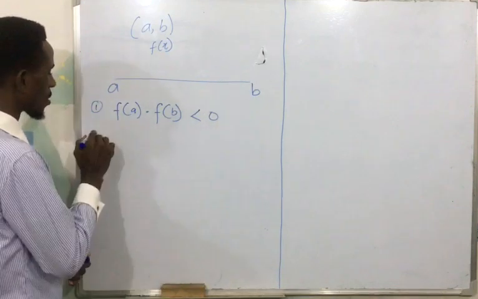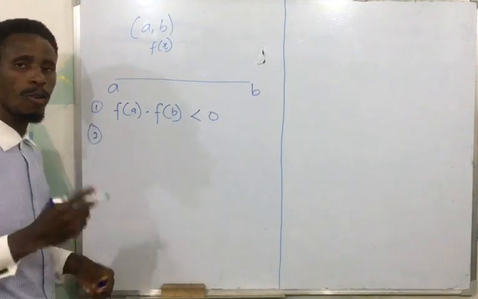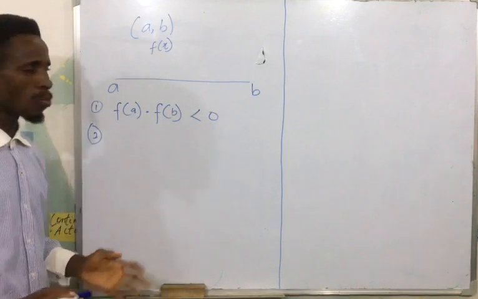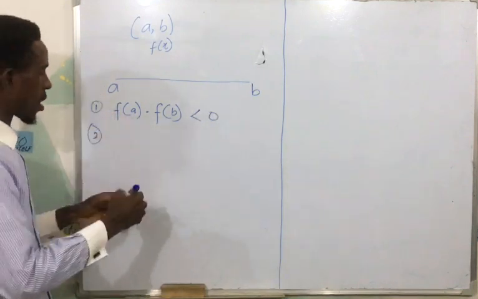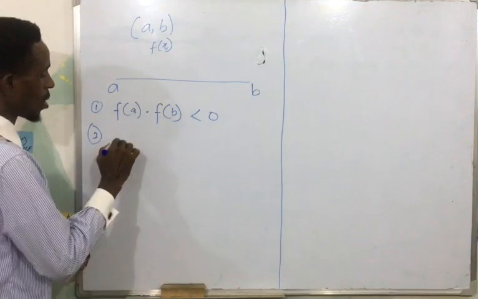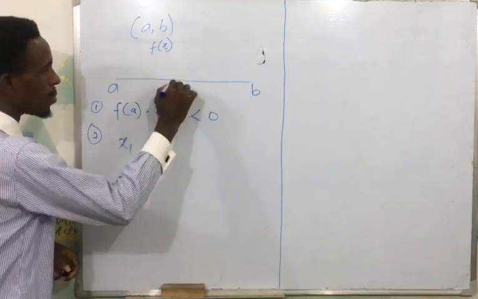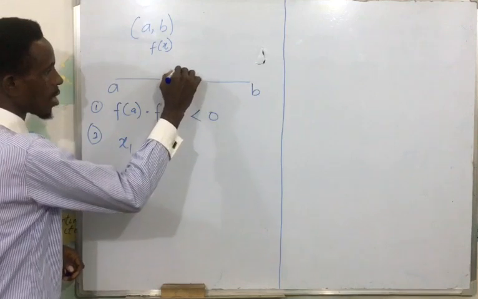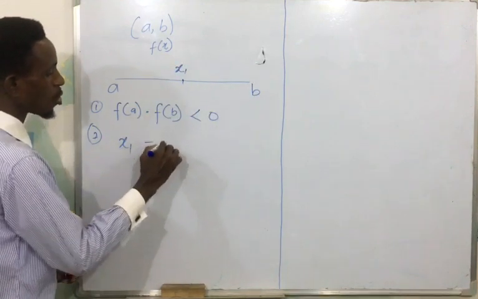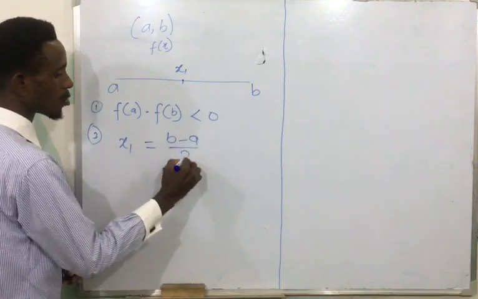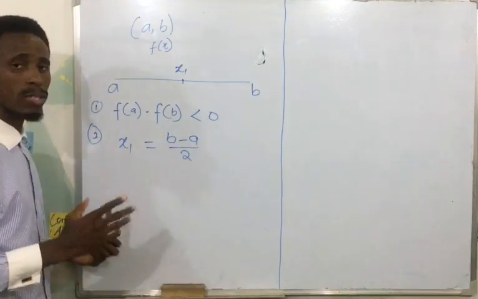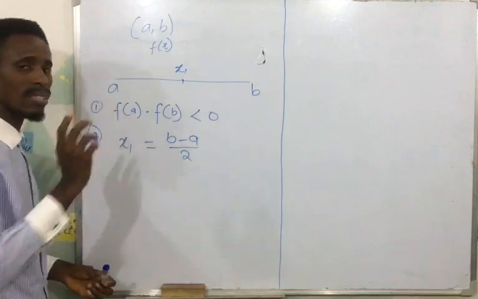Secondly, the second thing I'm going to do is I'm going to look for the midpoint of these two intervals, the midpoint, and I'm going to have something like, let me assume my x1 to be the midpoint here. That is x1 is going to be b minus a over 2. So b minus a over 2. Now this is the second step.